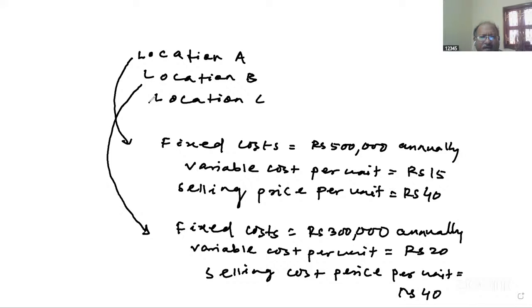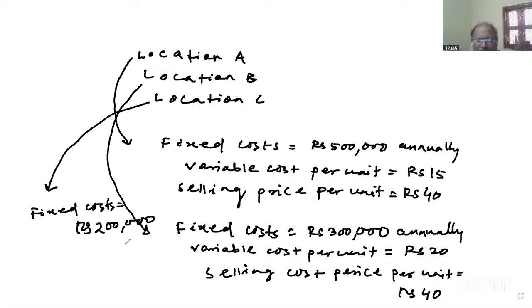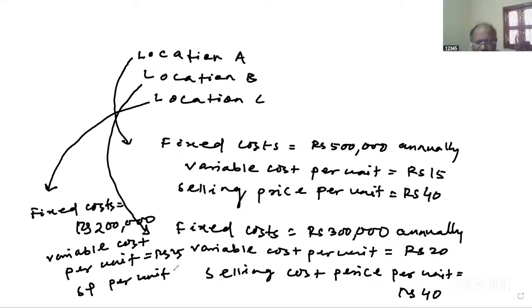And for location C, the fixed cost is given as rupees 2 lakh, the variable cost per unit is rupees 25, and the selling price per unit is also rupees 40.